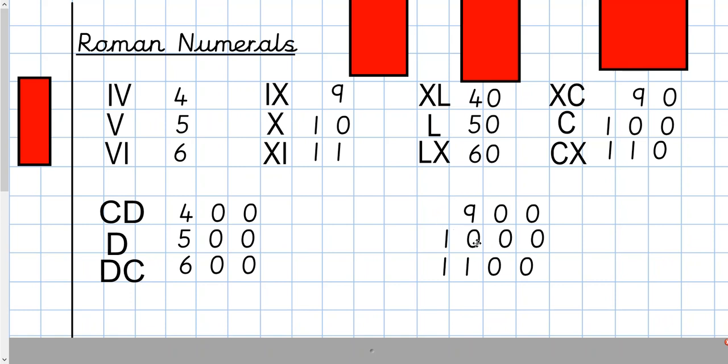I'm going to start in the middle again because I know that M is 1000. And so here I've got 900, which is 100 before 1000. Here I've got 1100, which is 100 after 1000. This week we have to remember that V is 5, X is 10, L is 50, C is 100, D is 500, and M is 1000.